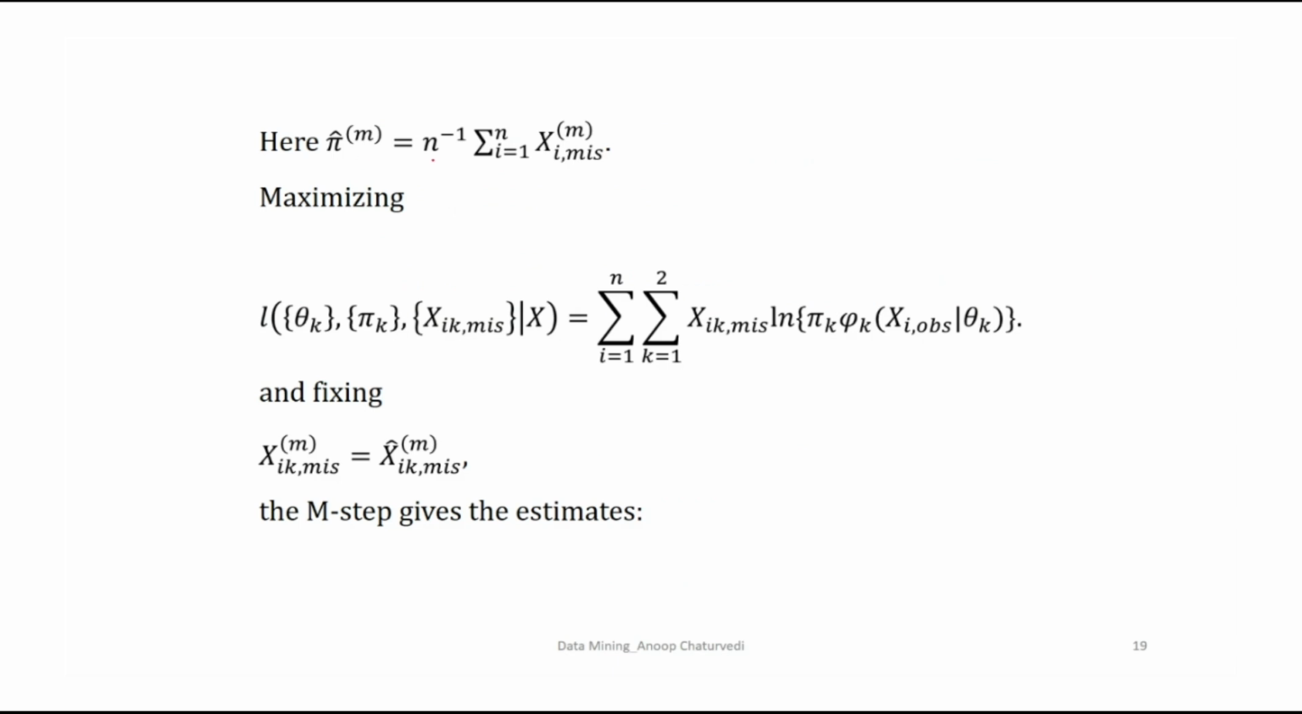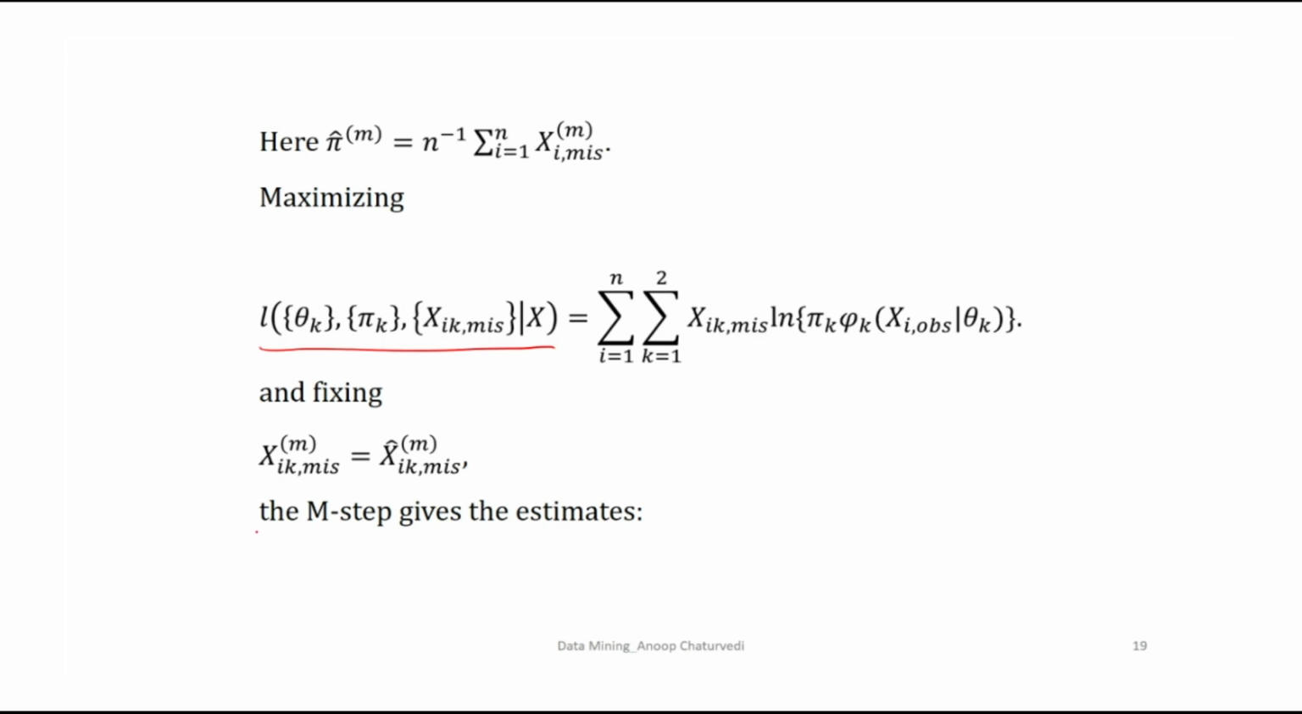Here pi hat m is equal to 1 upon n summation over i of xi missing m. Then we maximize the log likelihood L of theta k, pi k, xi k missing given x, and the log likelihood is summation over i equal to 1 to n, k equal to 1 to 2. You have just two classes, xi k missing log phi k of xi observed given theta k. And then we fix xi k missing m equal to xi hat i k missing m.